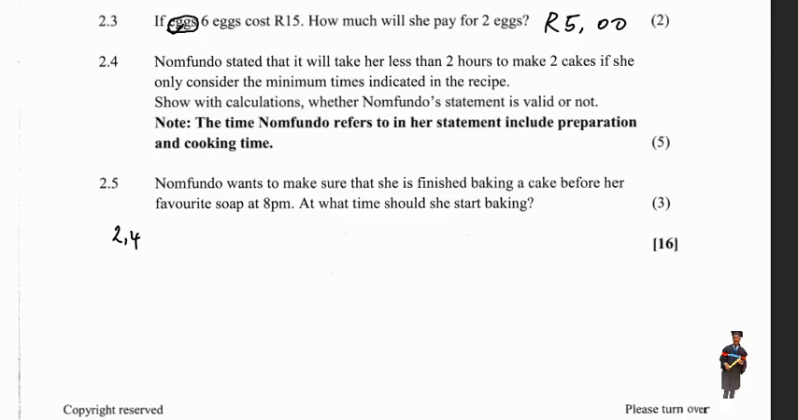2.4: Nomfundo stated that it will take her less than 2 hours to make 2 cakes if she only considered the minimum times indicated in the recipe. Show with calculations whether Nomfundo's statement is valid or not. The time Nomfundo refers to in her statement includes preparation and cooking time.